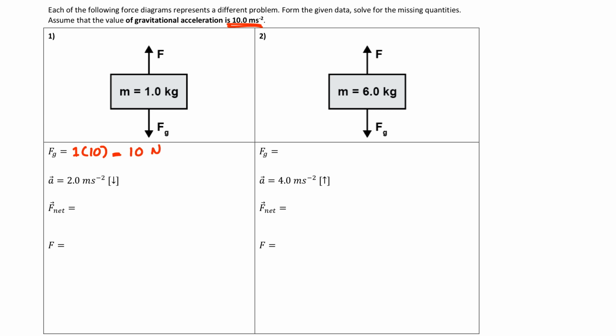We're not asked for the vector quantity, so I'm not putting up or down here. The acceleration is 2 meters per second squared downwards. Okay. I'm going to indicate that here. That's 2.